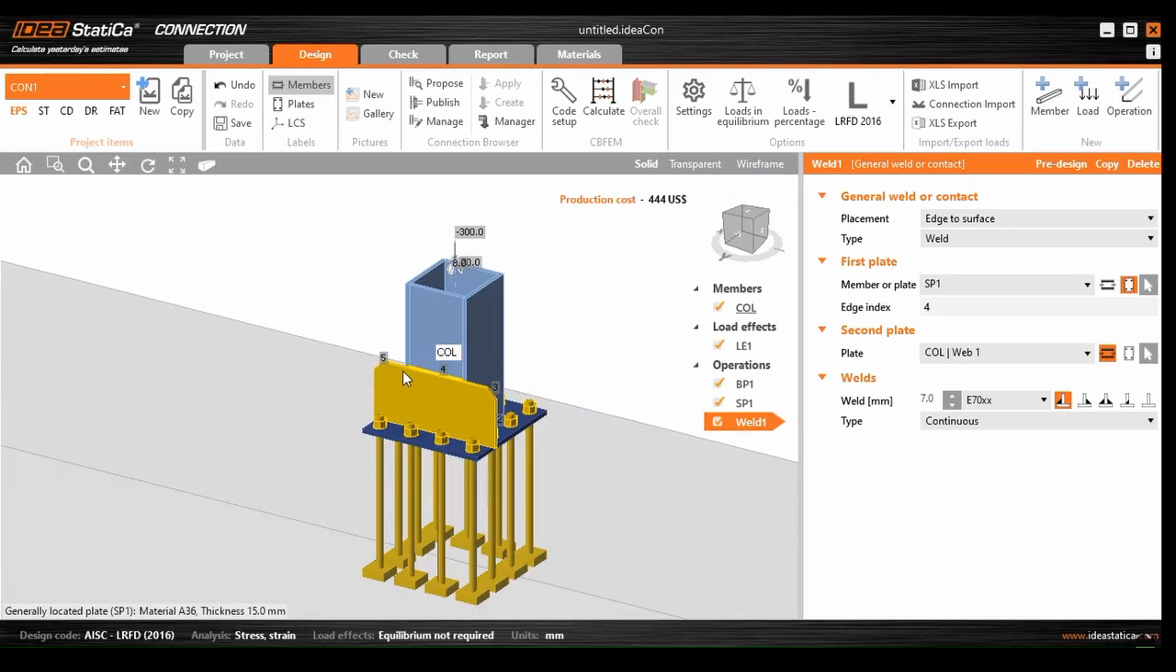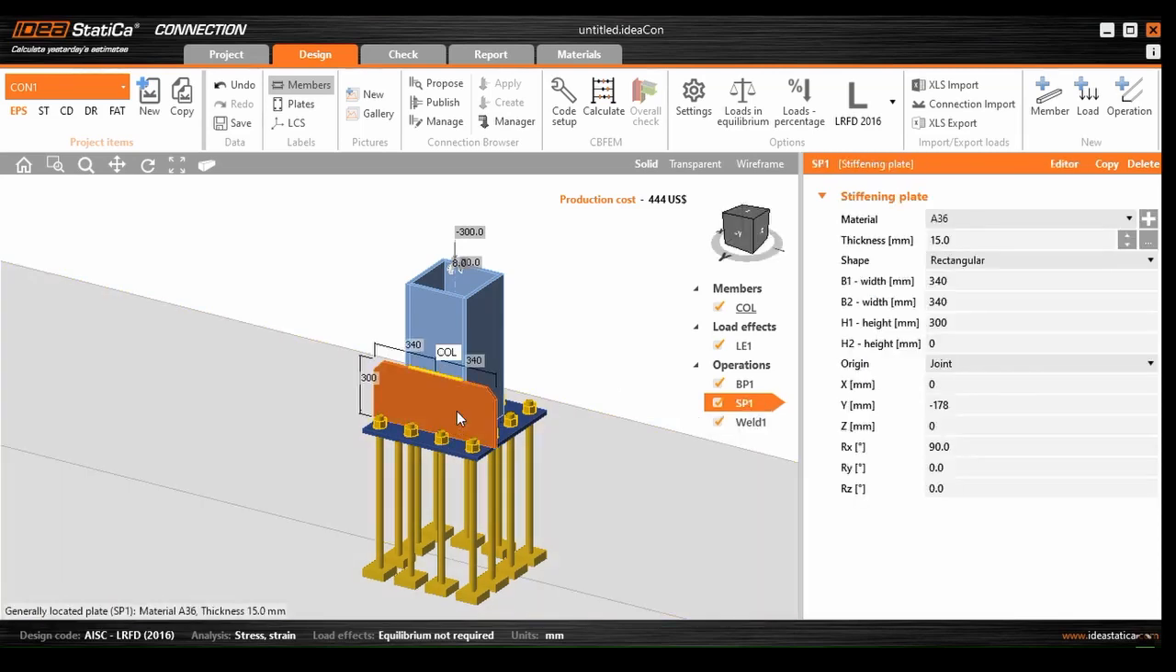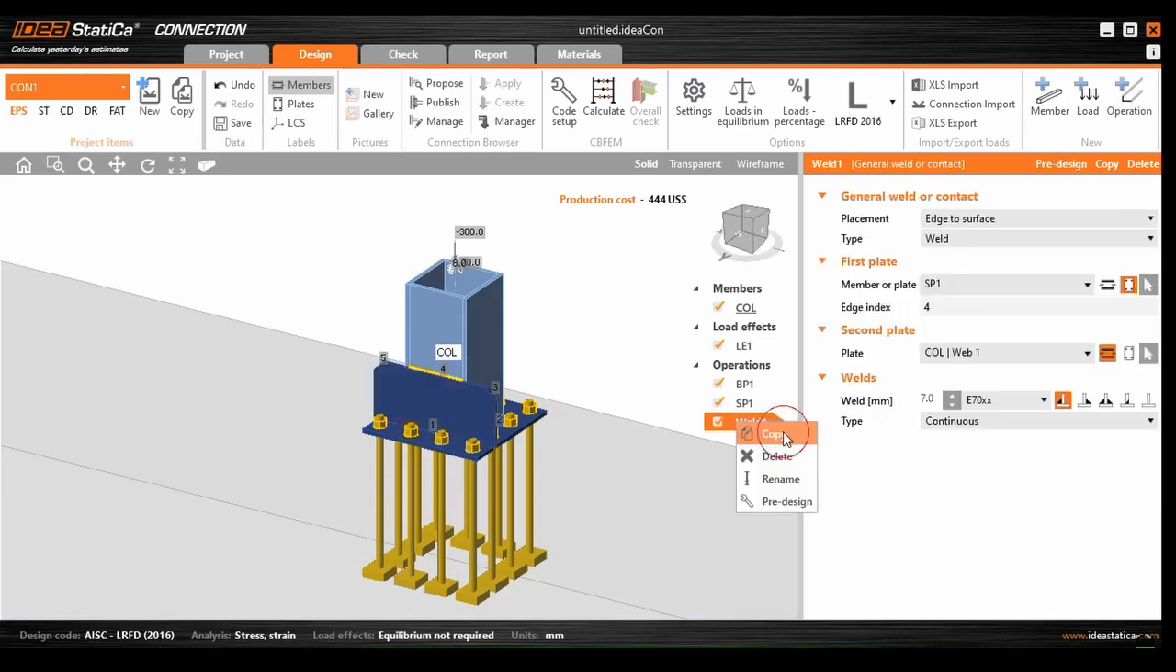And now I want to add a welding line to connect the corner of the column to SP1. Now before that, let's connect the SP1 to baseplate. So make a copy of weld 1. Leave the above as it is here. Change the first plate index to 1 and change the second plate to BP.